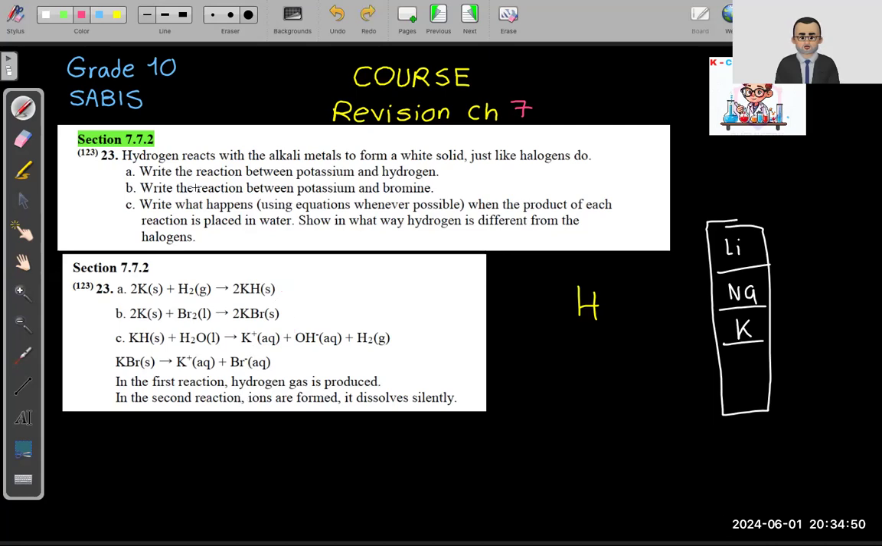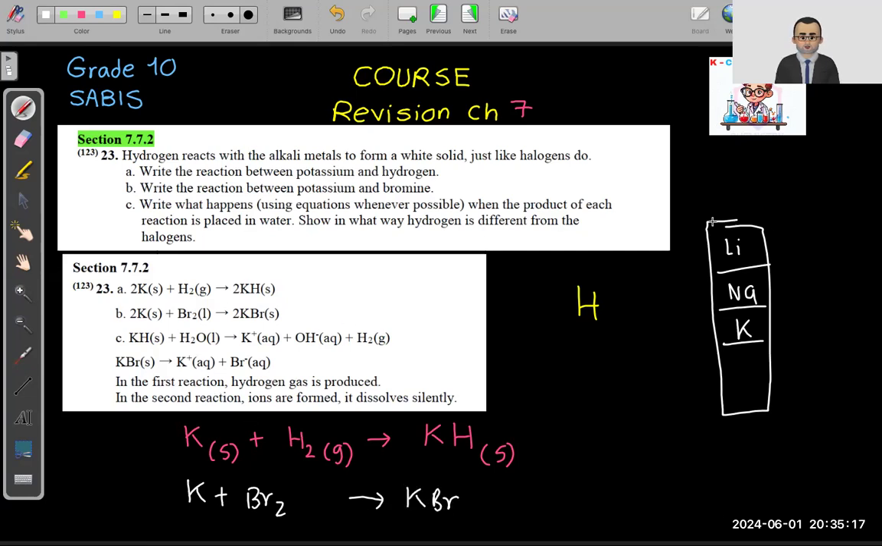You need to know the reaction and be able to write it. So the potassium, which is a solid for sure, when it reacts with hydrogen, which is a gas at room temperature, will form something called potassium hydride, KH. And this is a white solid. And also the second one, if it reacts with Br2, it forms something called potassium bromide.